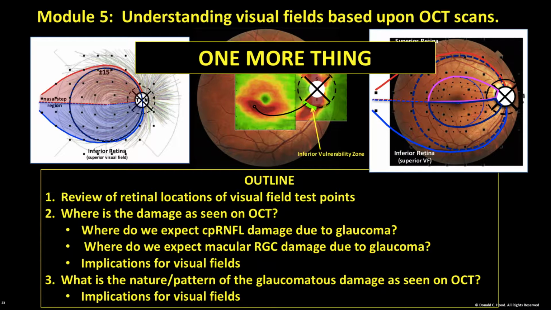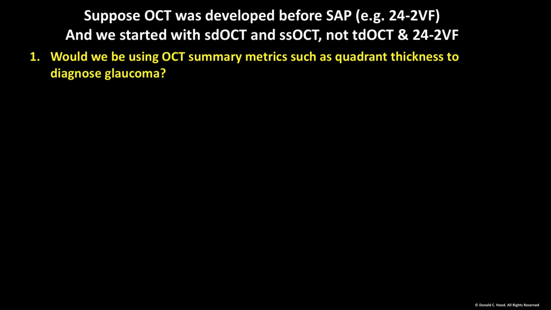I have one more thing to tell you about. Here I quote from the immortal Steve Jobs: one more thing. So I want to go back to the question I posed. Suppose the OCT was developed before static automated perimetry, before the 24-2 was used, and we started with spectral domain OCT or swept source OCT, not the earlier time domain OCT combined with 24-2. I want to pose some questions for you to think about.